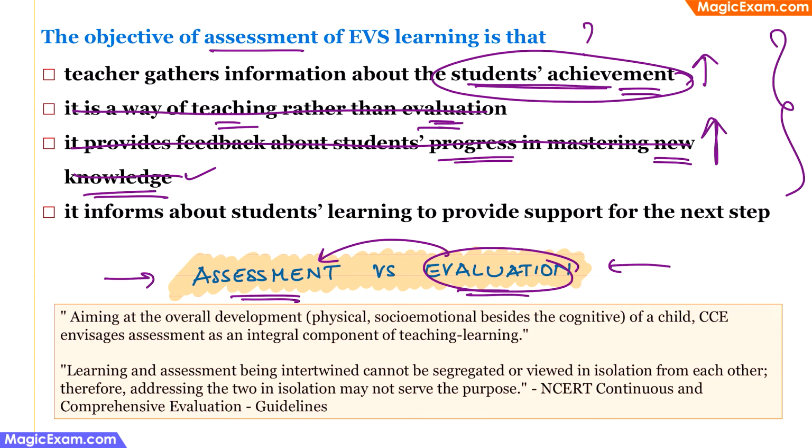So evaluation is probably something that is used to just provide support for the next step, to see whether the children are ready to go to the next lesson or not. So assessment is much bigger than mere evaluation. Therefore, just providing support for the next step is more of evaluation rather than assessment. Therefore, we can discard these three statements. The first statement, which says that the teacher gathers information about the student's achievement through assessment, is the biggest statement among these four. Therefore, this has to be the correct answer.